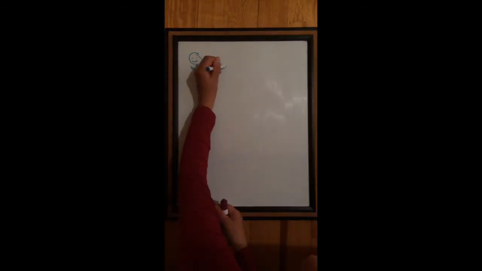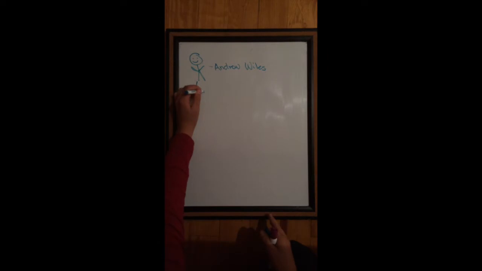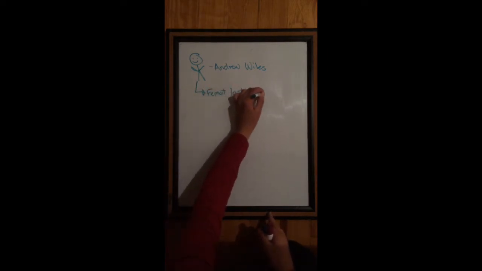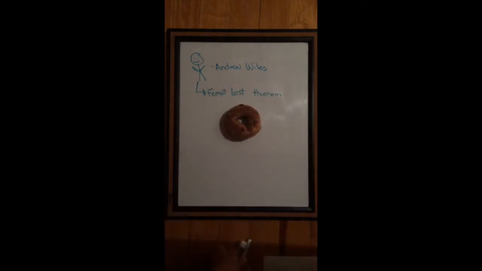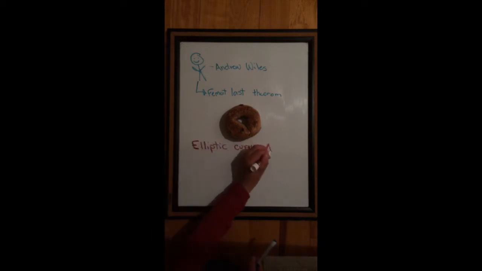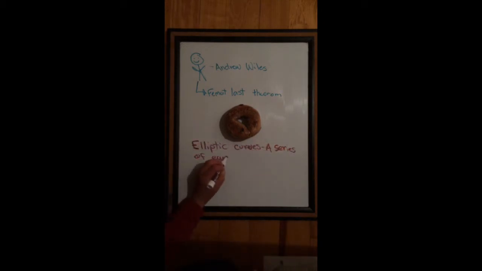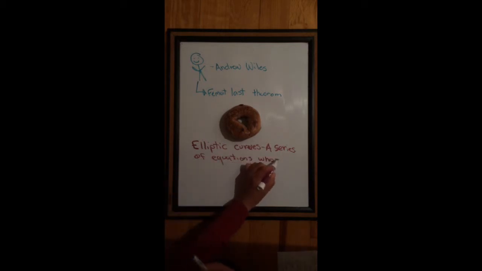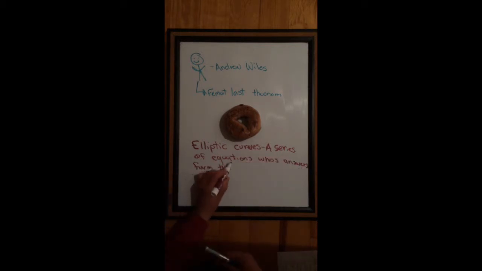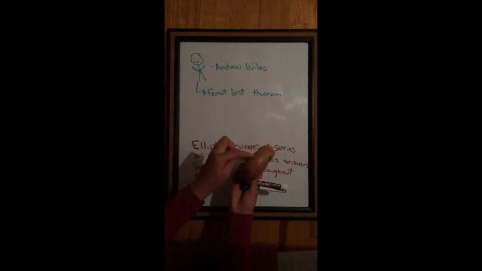The proof of Fermat's last theorem began to be solved by a guy named Andrew Wiles. He began studying elliptic curves. An elliptic curve is a series of equations whose answers form the shape of a donut. So every point on this donut is equal to that of the equation.